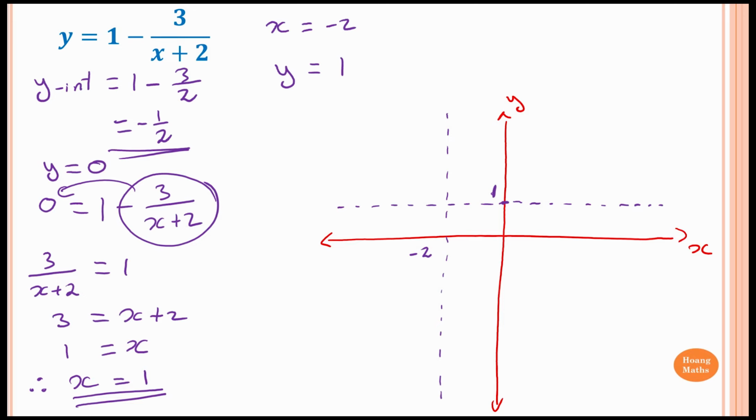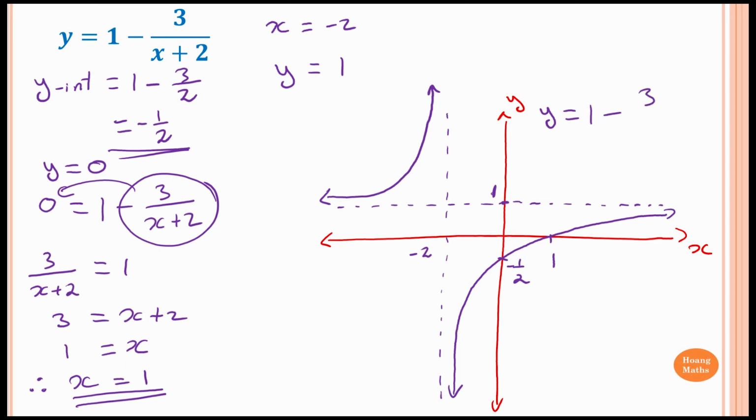And then the x-intercept is 1 and the y-intercept is negative a half. So the graph will be something like this. So this is negative a half and this is 1. And for the second quadrant, it is the reflection. So we just do this. That is y is equal to 1 minus 3 over x plus 2.